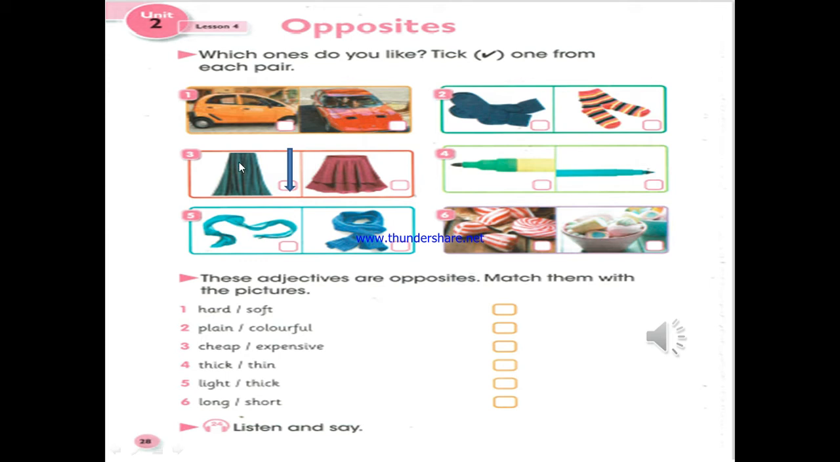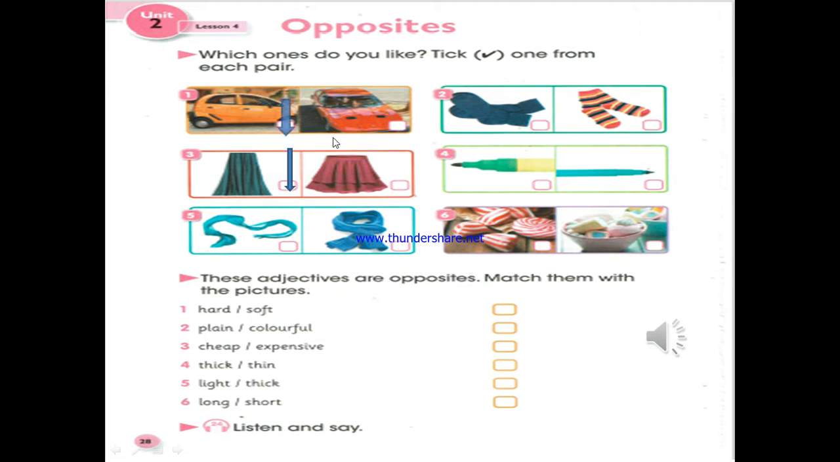Okay. Which one do you like? Tick one from each pair. Okay, we have these six pictures. All these pictures, we have a pair of pictures. يعني كل صورة بها صورتين، يعني شو نقول إحنا الزوج. Okay, which one do you like more? Like, إذا تحبها خليها صح.